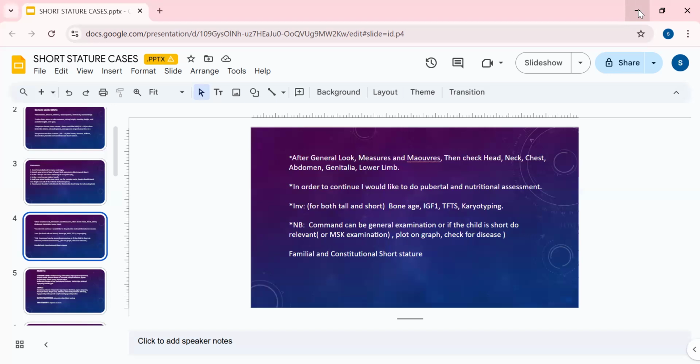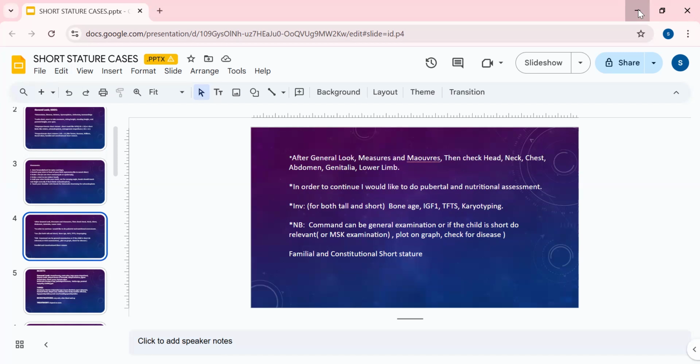That is extremely important, because growth velocity is the one parameter that differentiates between the pathological short stature and the physiological short stature, okay? So what is the difference between both of these? Anybody can tell quickly? Which one? Constitutional? And familial. Yeah, familial means final height.